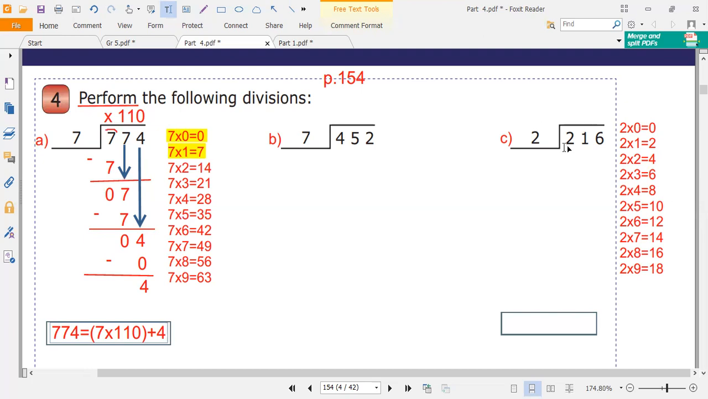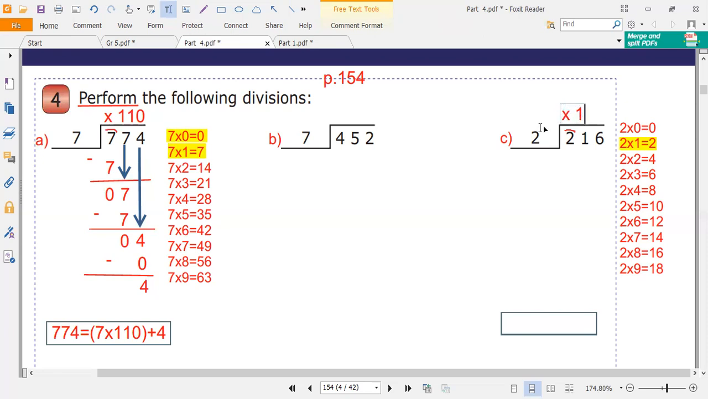Now let's divide 216 by 2. We should take one digit from the left. We have 2, and 2 is equal to 2. It's equal to the divisor. It is not smaller than the divisor, so we can take only one digit. Now we divide 2 by 2. So we need the table of 2. What number times 2 equals 2? It is 1. So we write 1 in the quotient.